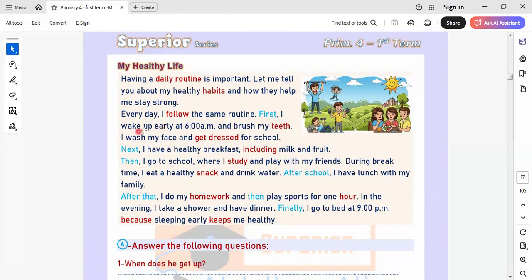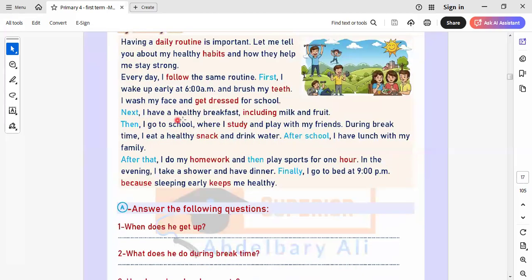First, I wake up early at 6 a.m. and brush my teeth. I wash my face and get dressed for school. Next, I have a healthy breakfast, including milk and fruit. Then I go to school, where I study and play with my friends. During break time, I eat a healthy snack and drink water.